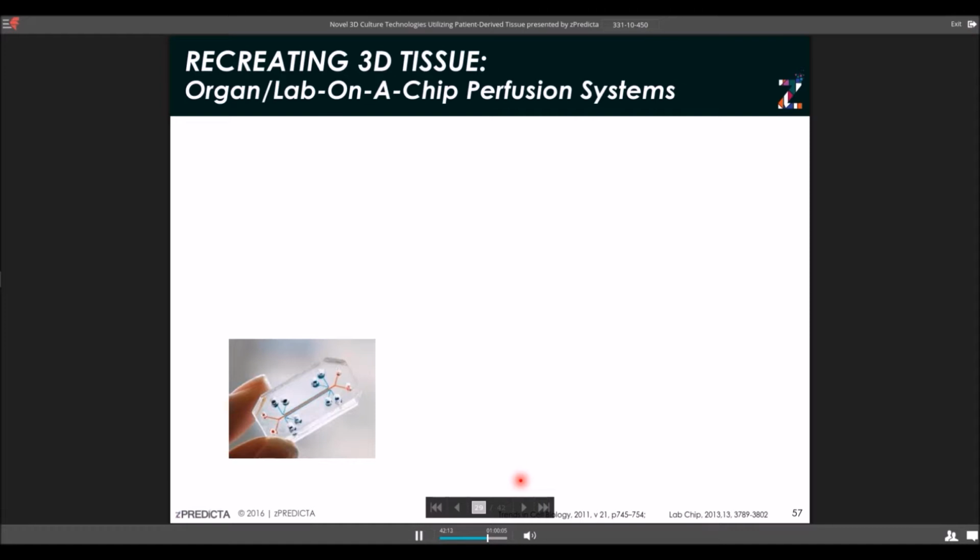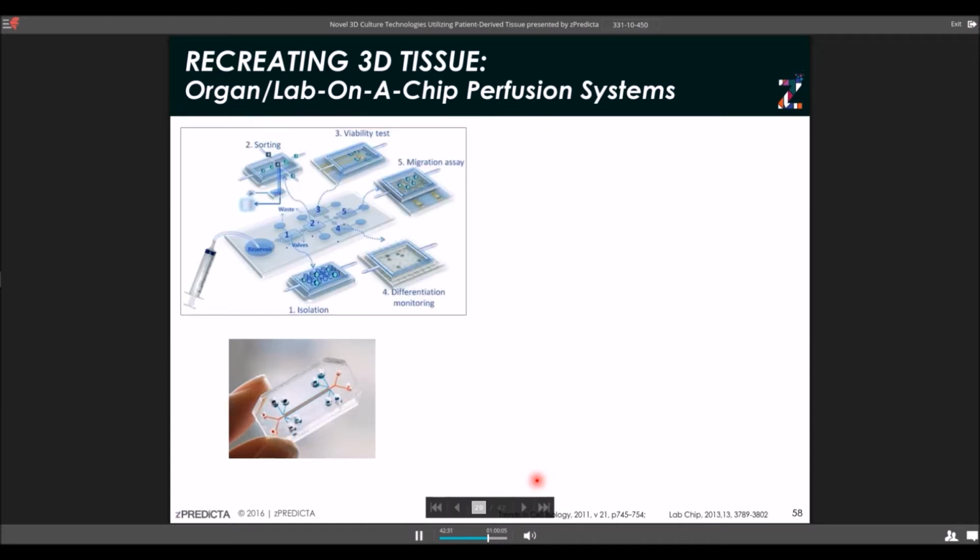Another new and upcoming technology is organ or lab on a chip perfusion systems, where a slide is created with multiple wells where cells can be placed, and the perfusion is applied to induce cell migration in a specific direction. So here's an example of a slide that can be used for a number of different applications, where the wells that cells migrate to, you can use it for sorting or viability testing, looking at migration, differentiation, different applications.